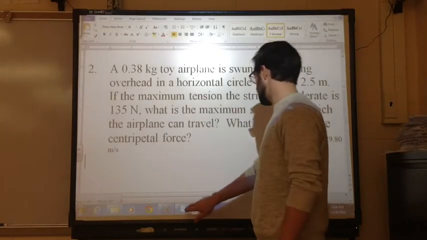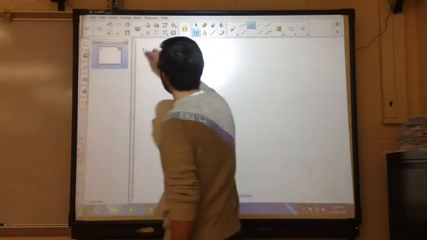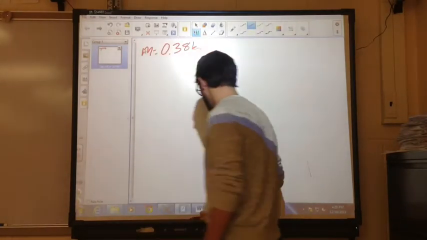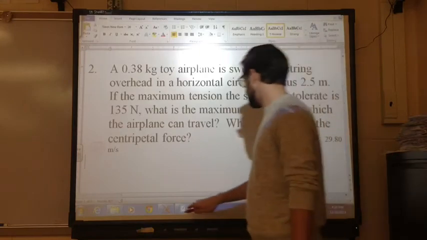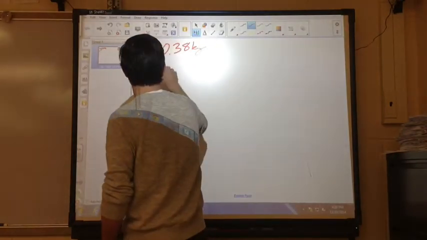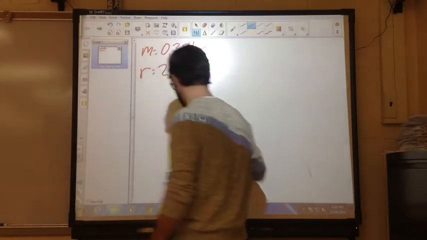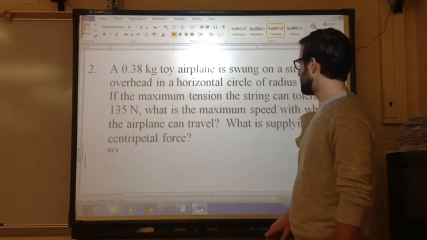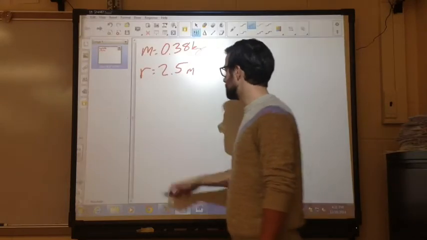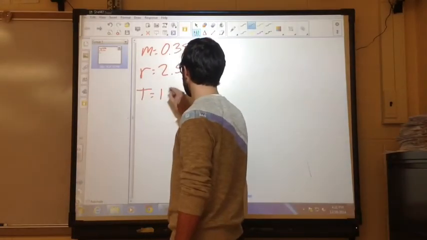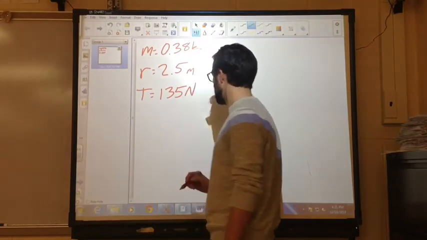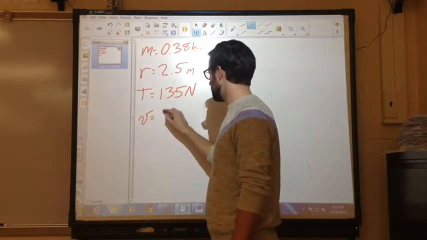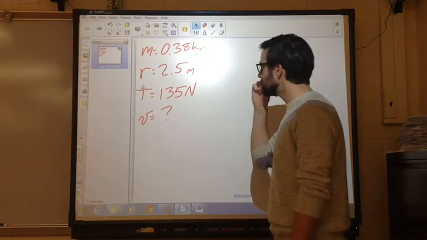The stuff being that we've got a mass of 0.38 kilograms. We have a radius of 2.5 meters. The tension in the string can be as much as 135 newtons. And we are asked, what is the maximum speed that the airplane can travel?